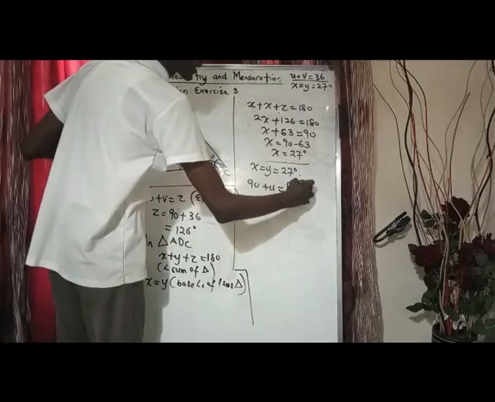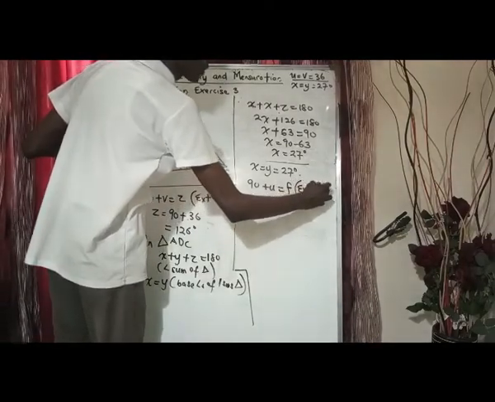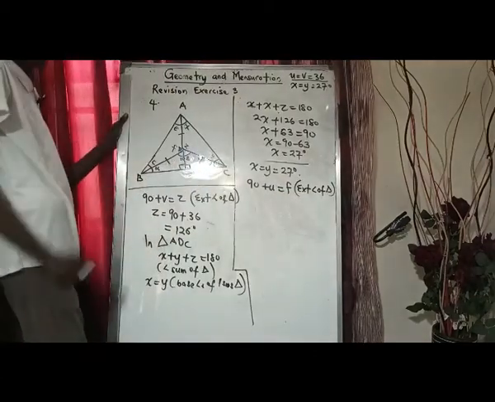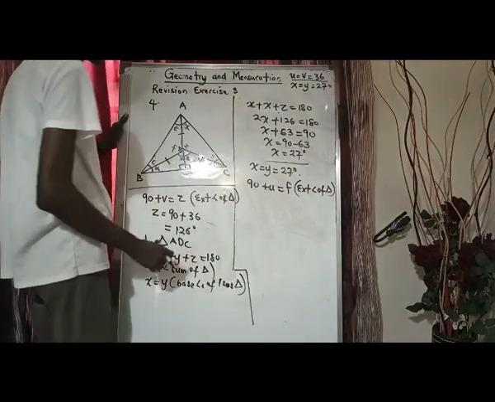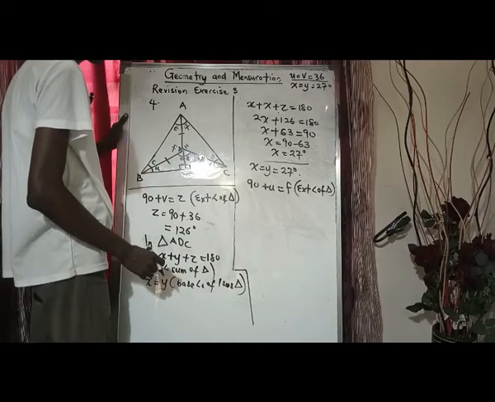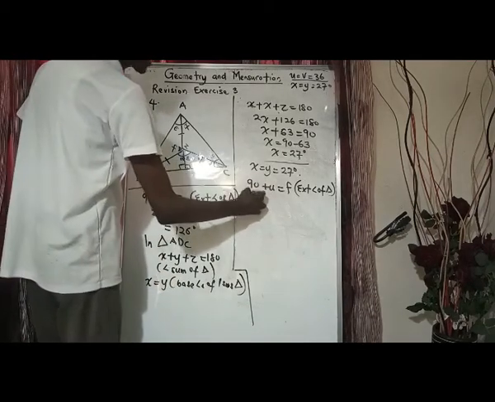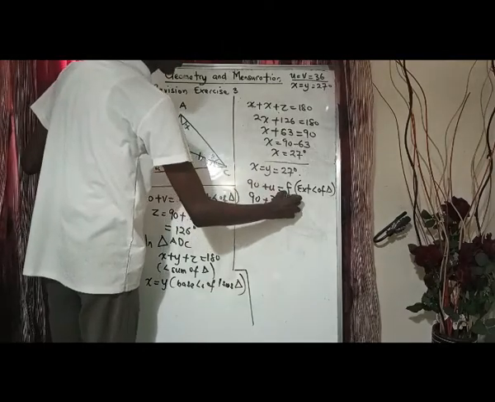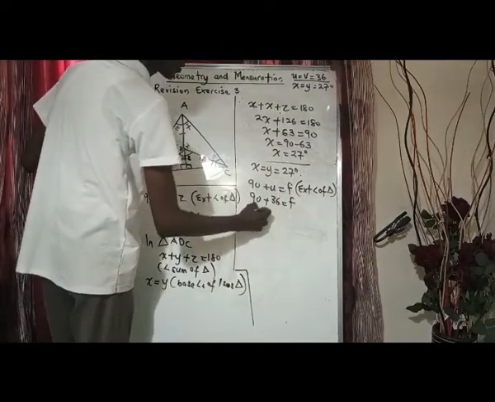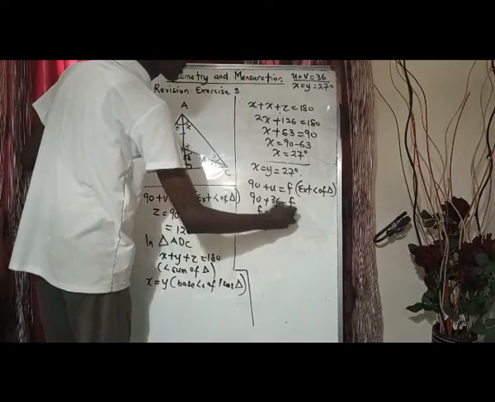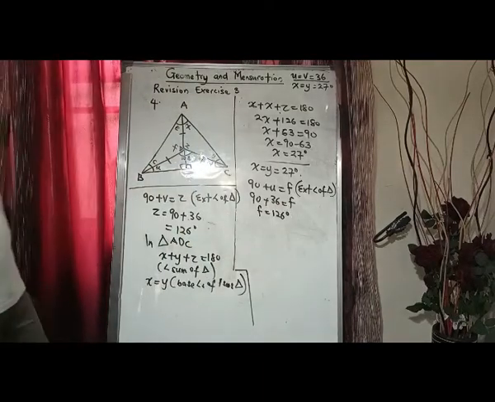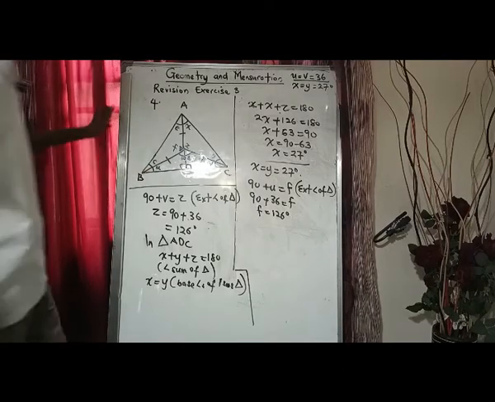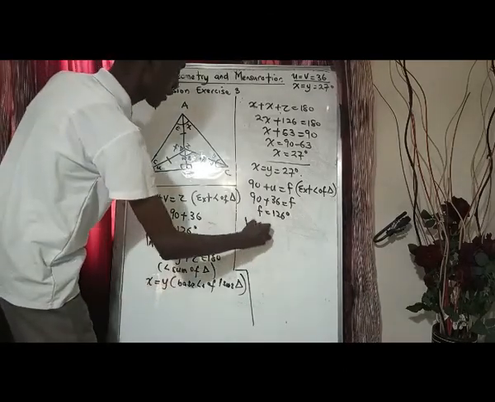What's the reason for that? Exterior angle of what? Triangle. The exterior angle of a triangle will give me this angle here. So what do I do next? 90 plus, what is u? 36 is equal to F. So F will be equal to 126 degrees. So I've gotten F to be what? 126 degrees.